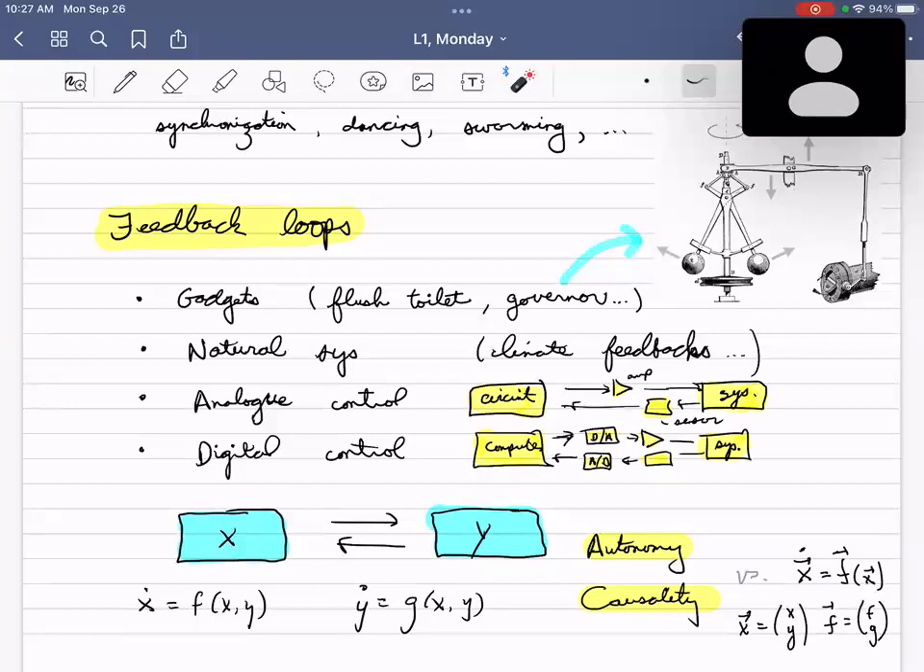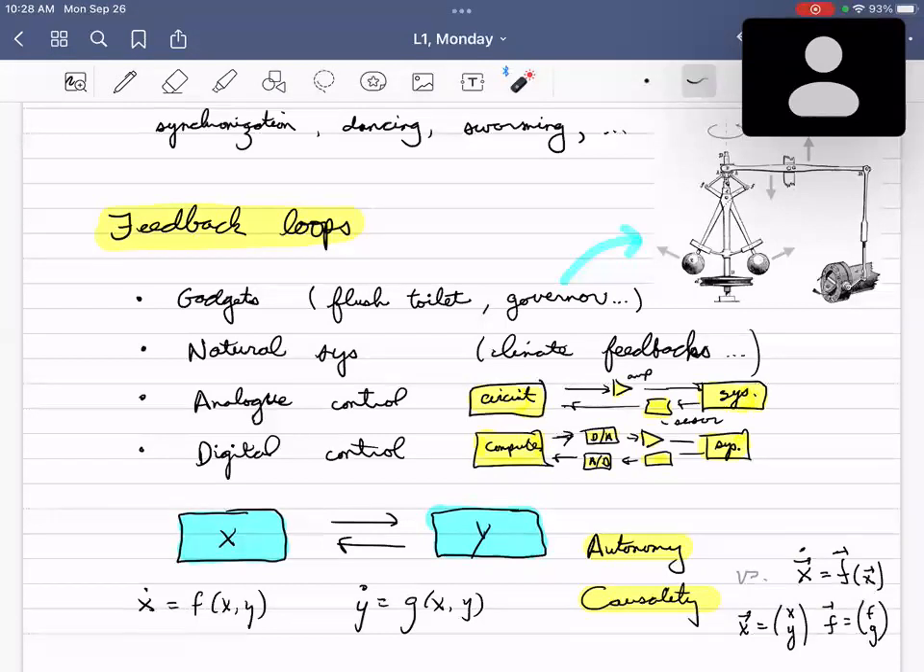It's a long story about why he got interested in the governor. But anyway, these are what I would call gadgets. These are devices, mechanical, and there are also biological ones that just sort of function as feedback systems. And it's up to the viewer from the outside to understand what's the feedback part and so on.